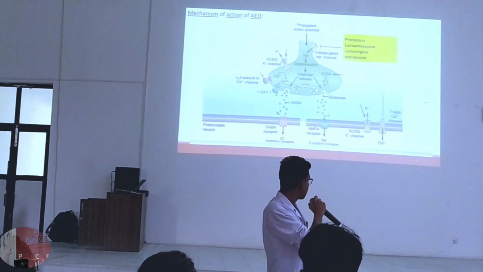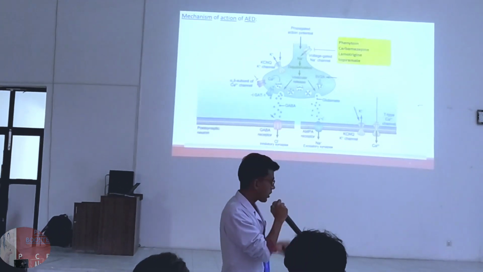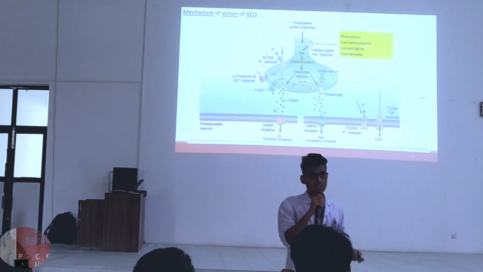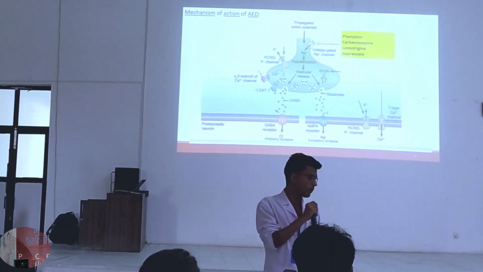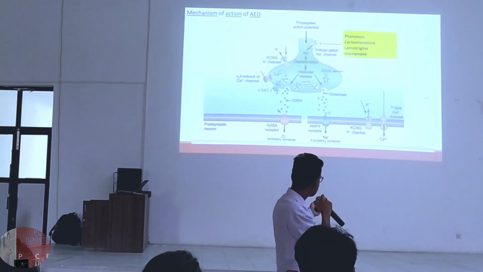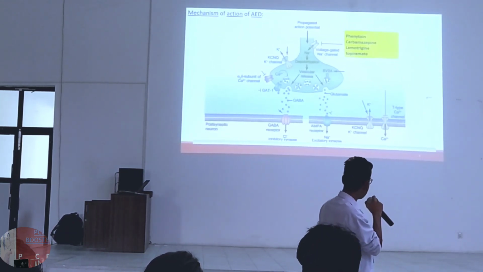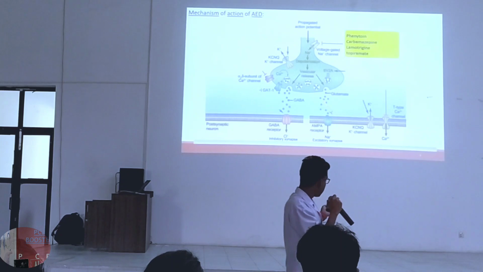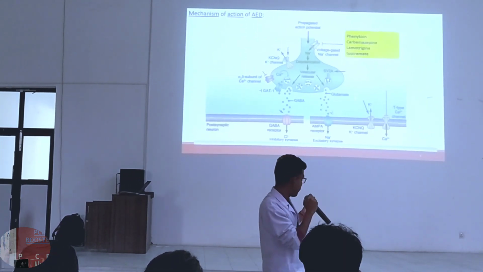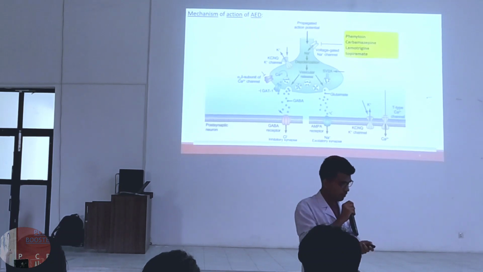So we can use the sodium channel blockers, like phenytoin, carbamazepine, lamotrigine and topiramate. These drugs will block this sodium channel. So even when the stimulus comes here, this sodium channel will not be able to open, so sodium will not enter into the presynaptic neuron. Ultimately, the glutamate release will be blocked here, and the excitatory pathway will be blocked.